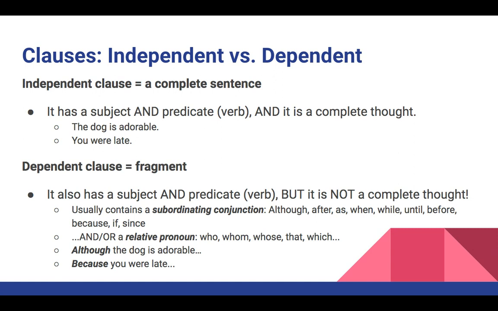Okay. So now let's look at the two types of clauses we have. We have an independent clause. That's a complete sentence. It means that it has a subject and a predicate, and it's a complete thought. Now, sometimes this is really tricky for people because they go, well, how do I know when my thought is complete? And that's really going to come with us practicing more and you reading more.